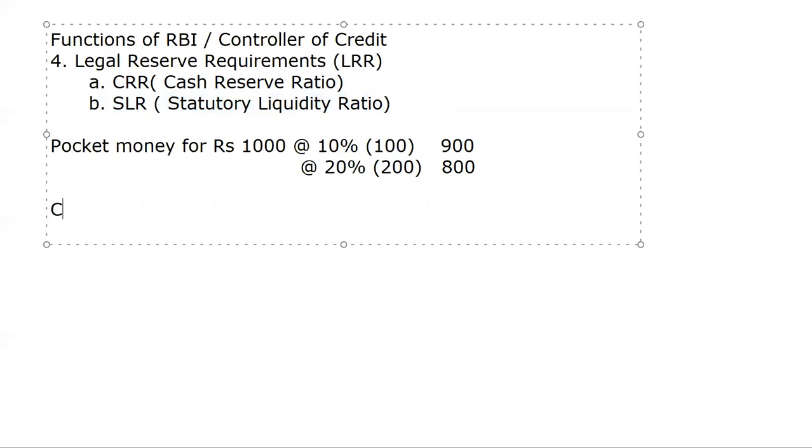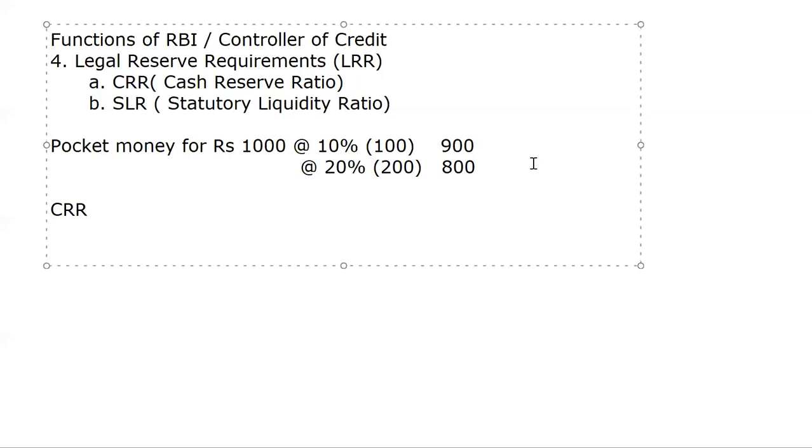First we'll see CRR. How can we define the CRR? This is the minimum percentage of the net demand and time liabilities to be kept by commercial banks with the central bank. We have already written it perhaps in the previous video. Just go through that. Now we'll see how we can define SLR.